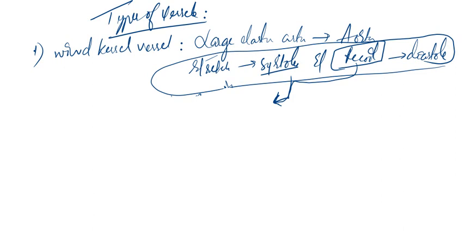Windkessel vessels recoil inwards during the diastole. Now this compressed blood produces diastolic blood pressure. See, for example, this is the vessel. During the systole, what happens? These vessels stretch during the systole. Why? Because the blood moves with more pressure, right? So they stretch. So during the diastole, what happens?